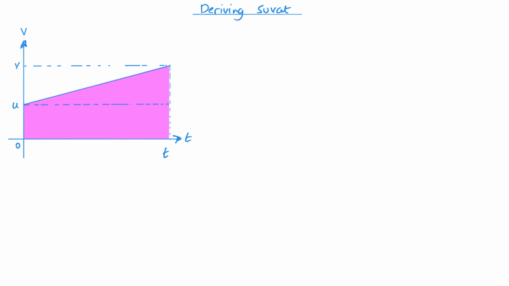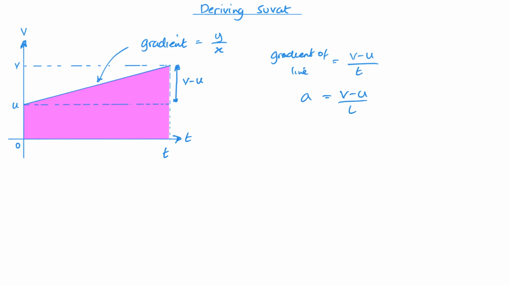So the first thing we want to do is think about the gradient. Now this gradient is going to be my y distance divided by my x distance. That's what we're looking at, yeah? So gradient of line. Now the y distance will be this distance here, which is v minus u. And that is going to be divided by the horizontal distance, which is from 0 to t, so that's going to be t. Now we already know previously, as we were talking about, the gradient of a velocity time graph is acceleration, it's dv by dt. So acceleration equals v minus u over t.